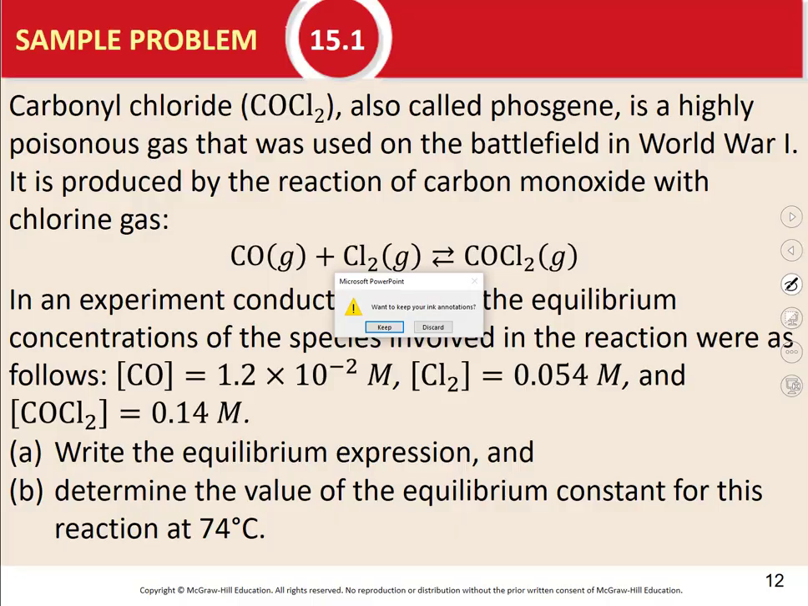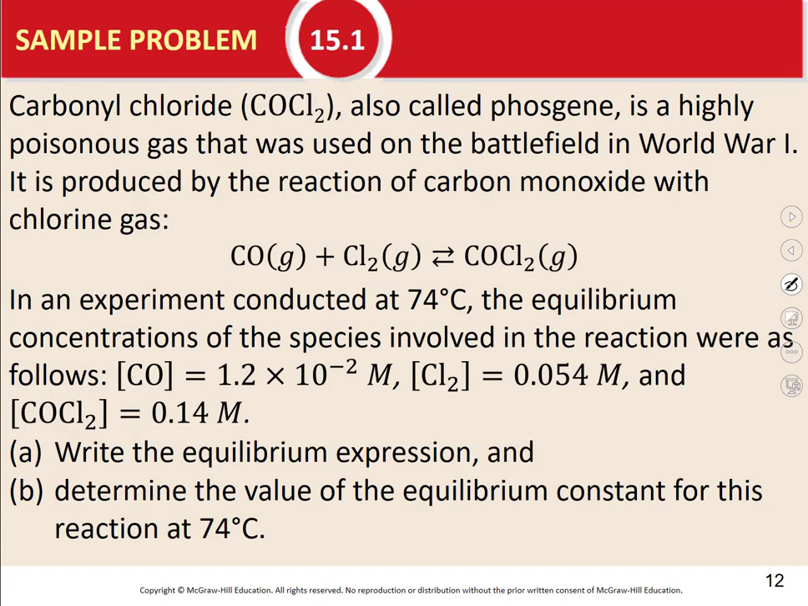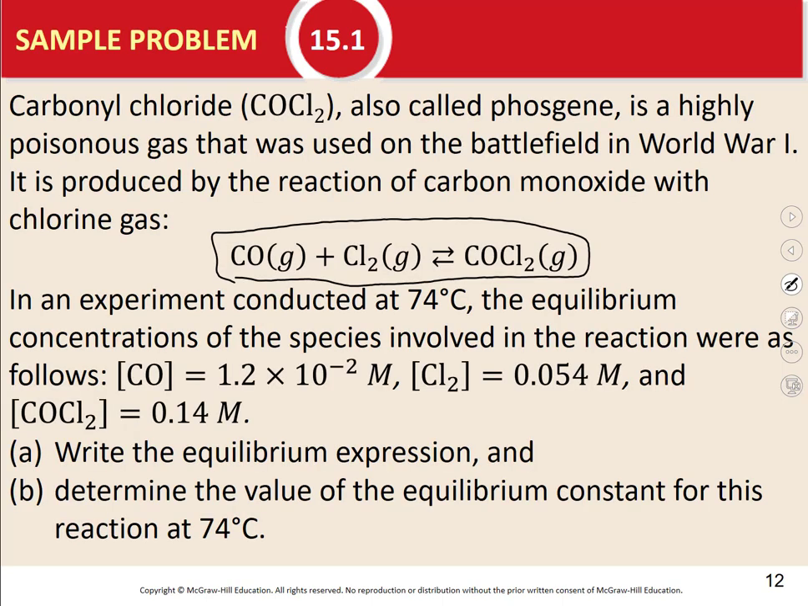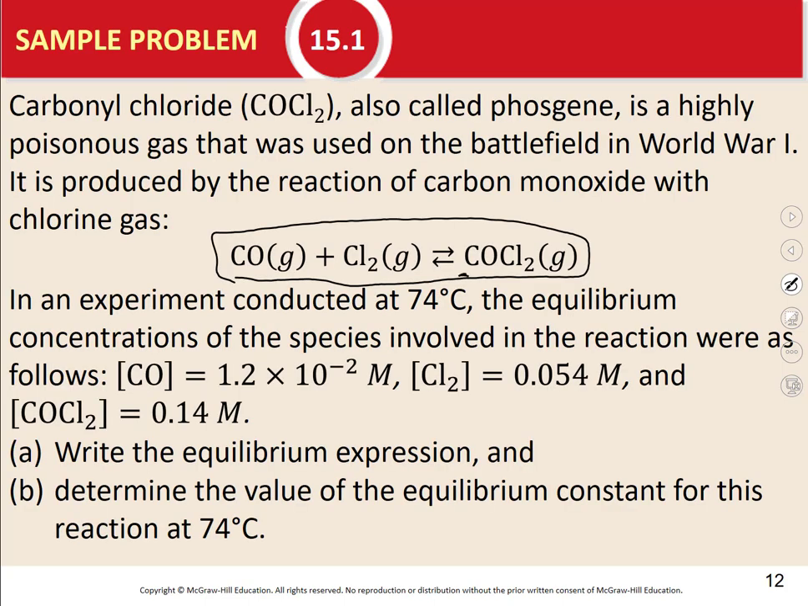So let's open a new slide here. First of all, here is our equation. It's already balanced for us, nice and 1-to-1. First of all, the equilibrium expression, Kc, is equal to, what's going to go on the top? Good, COCl2, in brackets because this is the concentration of. Is this going to have any power? No, it's going to have an understood 1.